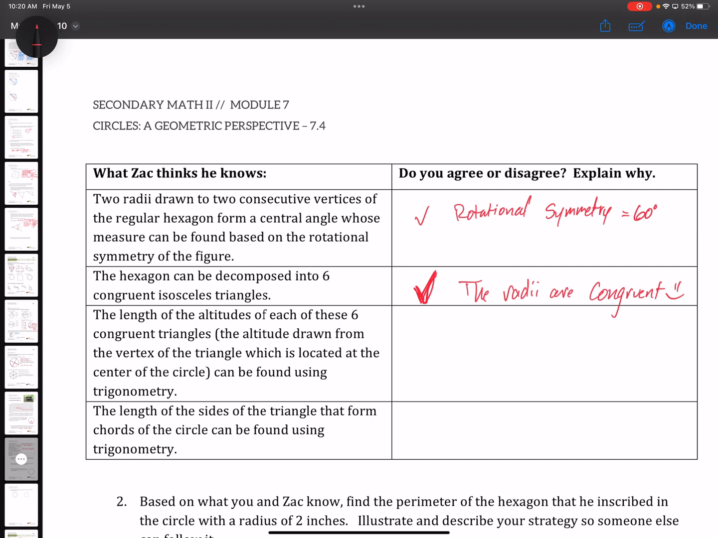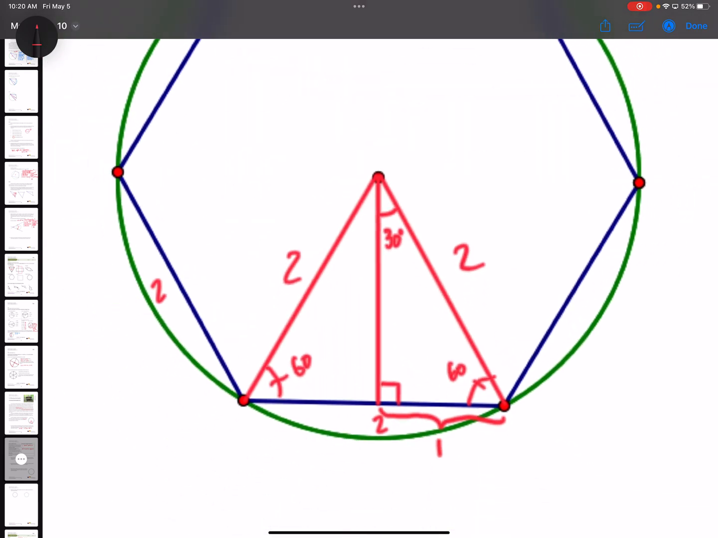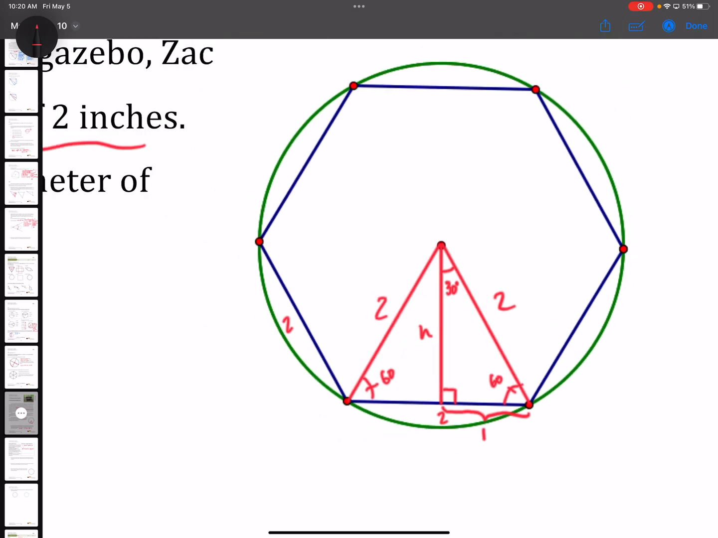All right, here we go. Samantha, will you read the next one? Length of the altitudes of each of these 6 congruent triangles, the altitude drawn from the vertex of the triangle, which is located at the center of the circle, can be found using trigonometry. Ooh, so that's this thing right here. Could we find what I've labeled as H there, the altitude, using trig? Yes. Okay, how could I do that?